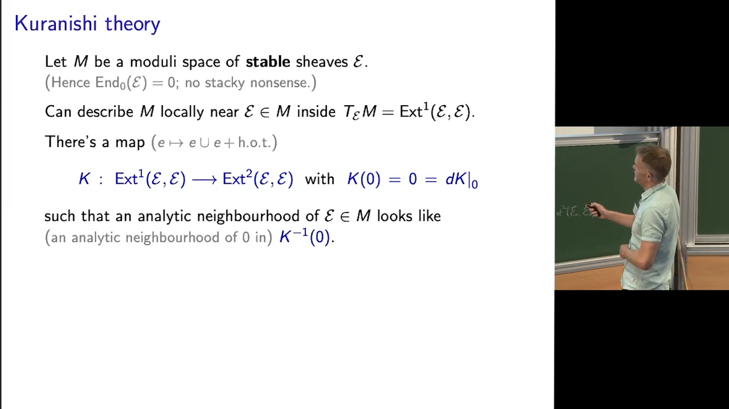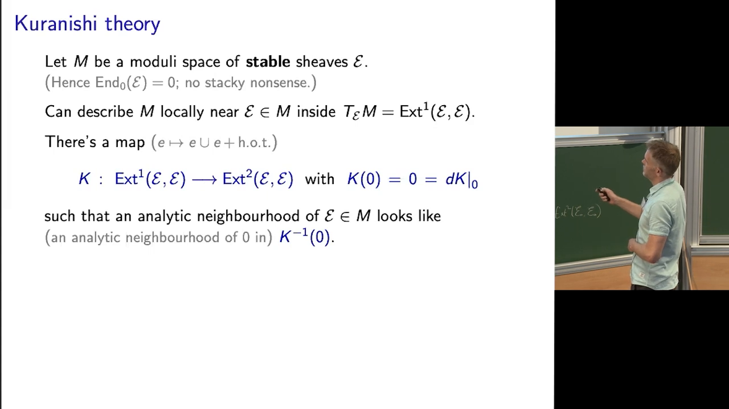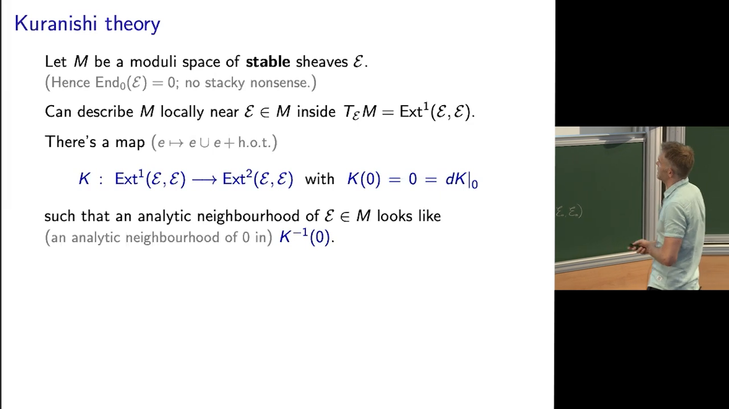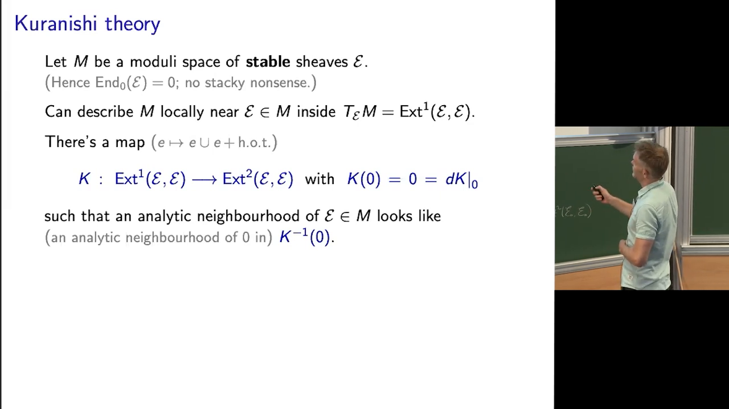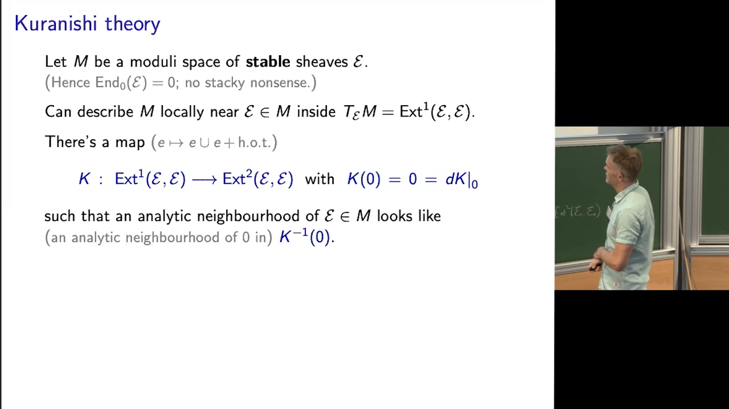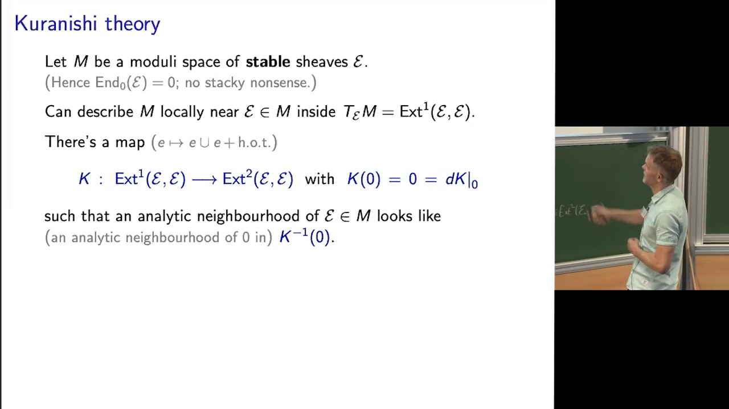So it's a map from the Zariski tangent space. You're going to see your moduli space as being cut out inside this vector space by the zeros of this nonlinear map to the obstruction space. So the zeros give you the moduli space. They include the origin, which corresponds to the point E in the moduli space. And K is entirely nonlinear at the origin. Its derivative vanishes. It really starts with a quadratic term and then higher order. So the tangent space really is the full vector space at the origin.